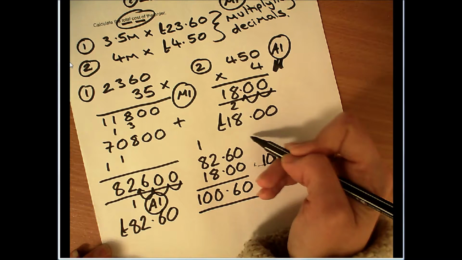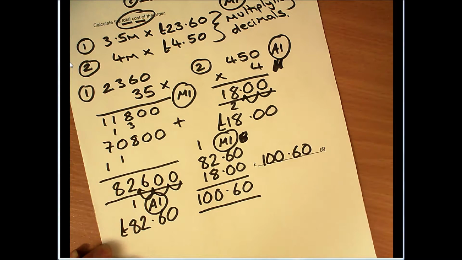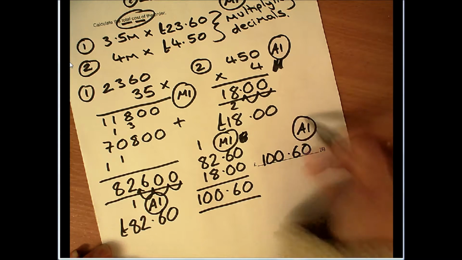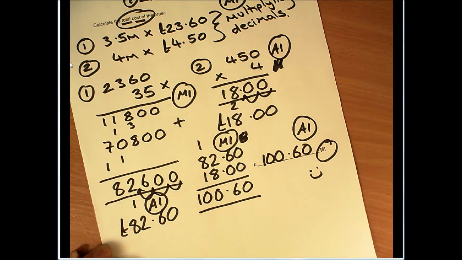Then you actually have to add those 2 values together, so your £82.60 and your £18, add them together, that's another method mark. Then your answer mark comes from the £100 and the 60p.